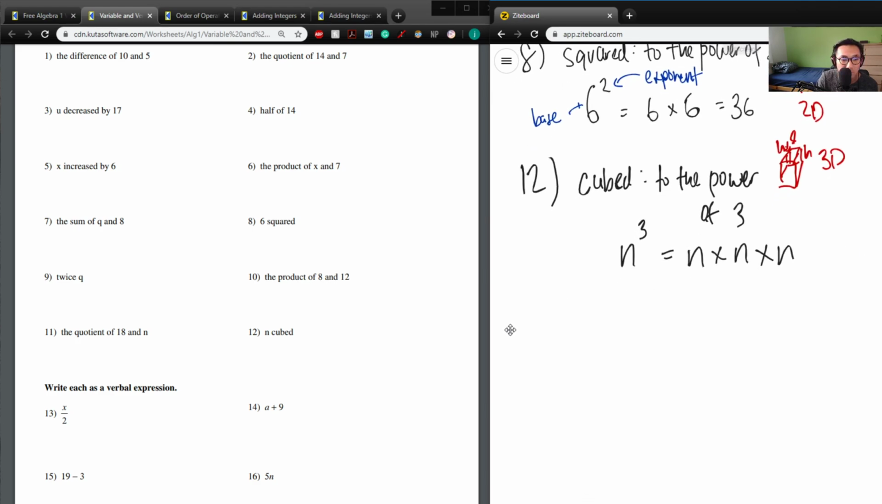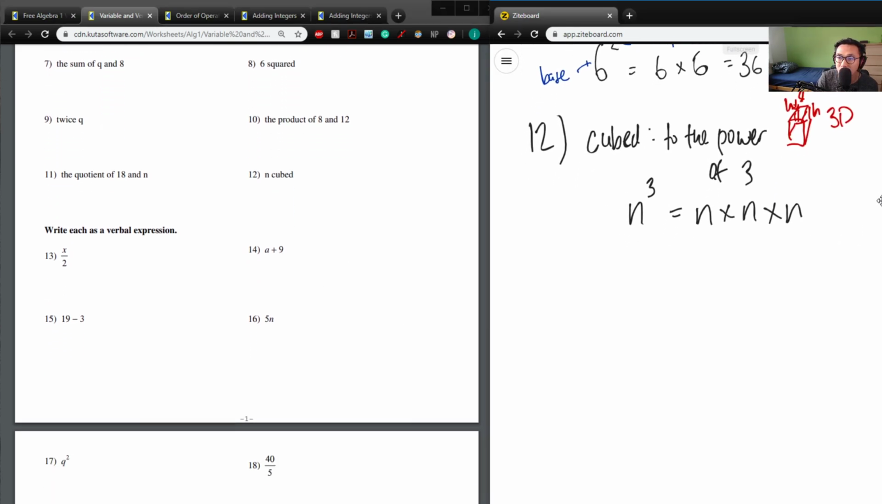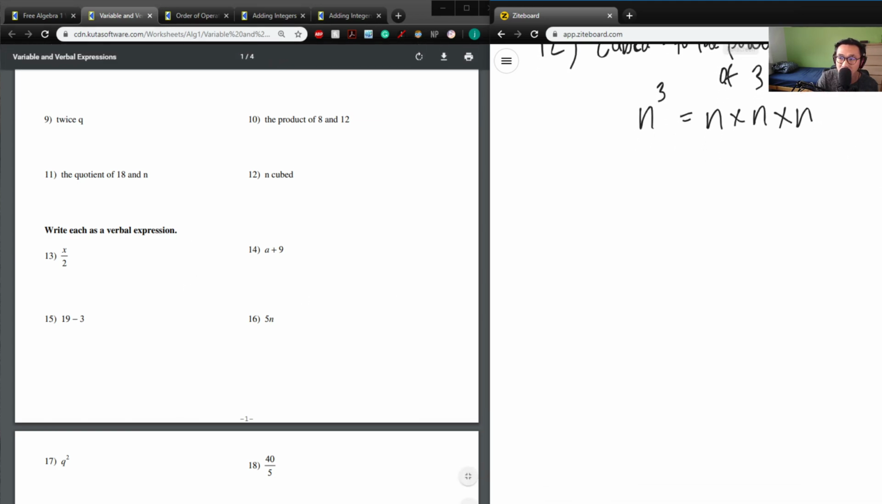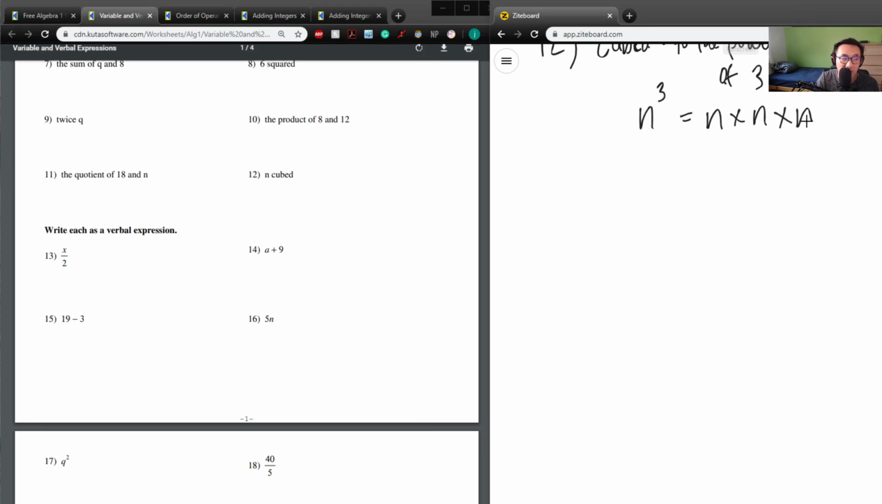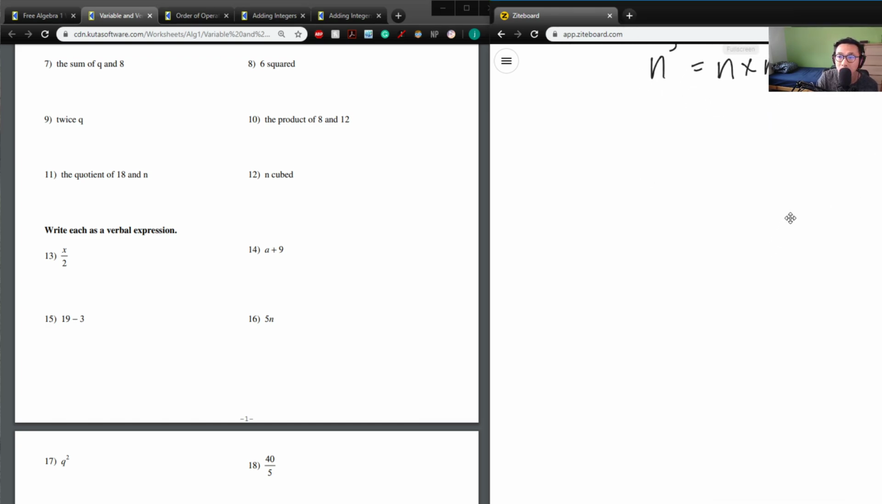All right. Now what we can do is the opposite. We can change algebraic expressions into verbal expressions. Sorry, I got that mixed up. Let me rewrite this. It's 13, and we have x over 2. So we have x over 2, or x divided by 2. There's a lot of ways to say this in words. We can say x is divided by 2.